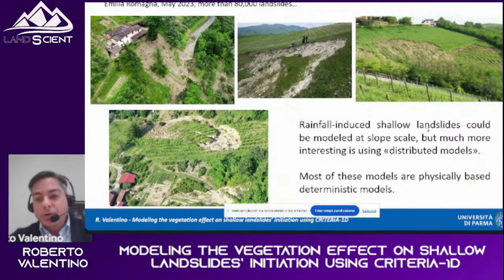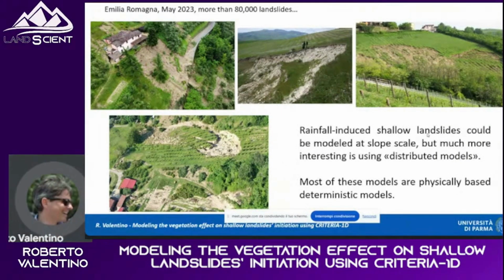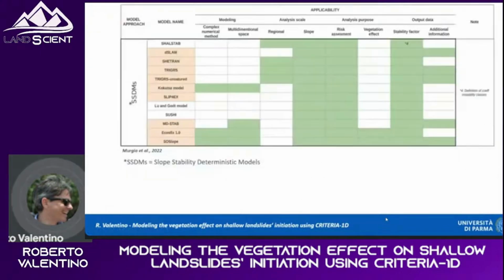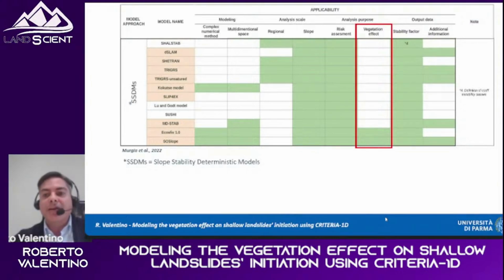We know that rainfall-induced shallow landslides could be modeled, of course, at the slope scale, but much more interesting is using distributed models. And most of these models are physically based deterministic models. We know that in the scientific literature, there are a lot of distributed physically based models. And we know that they handle this topic from different perspectives, one of which is the inclusion of vegetation. The vegetation effect is only taken into account by very few of those distributed models.